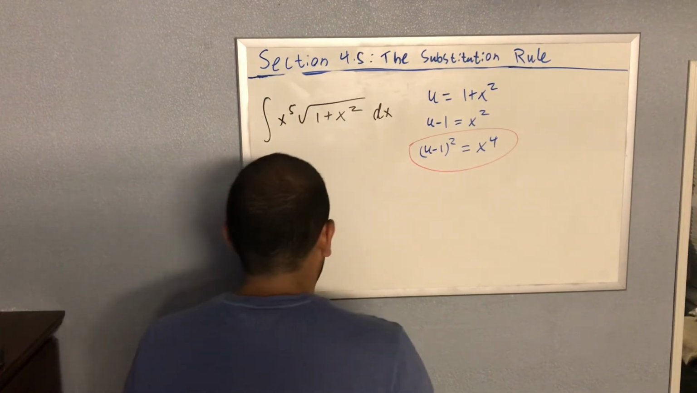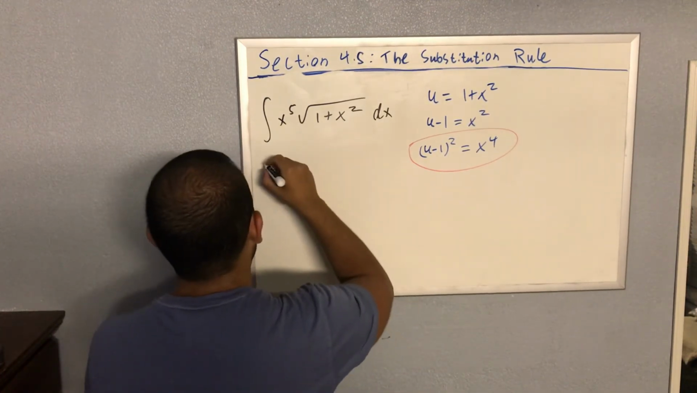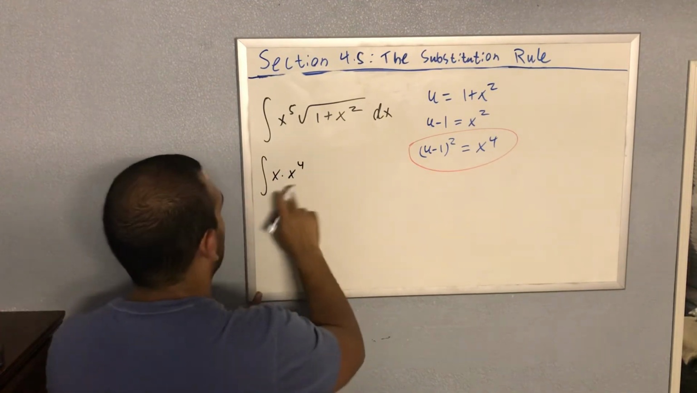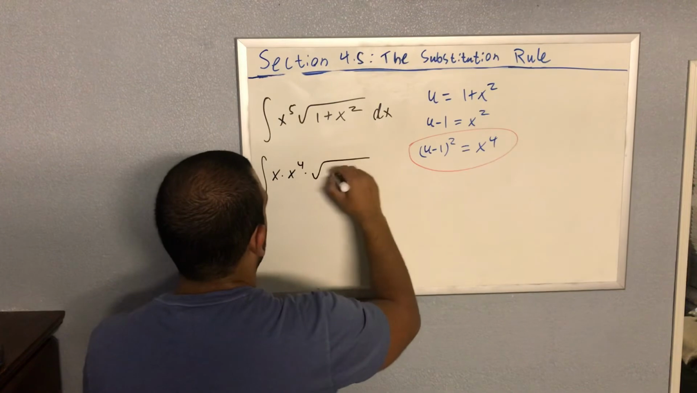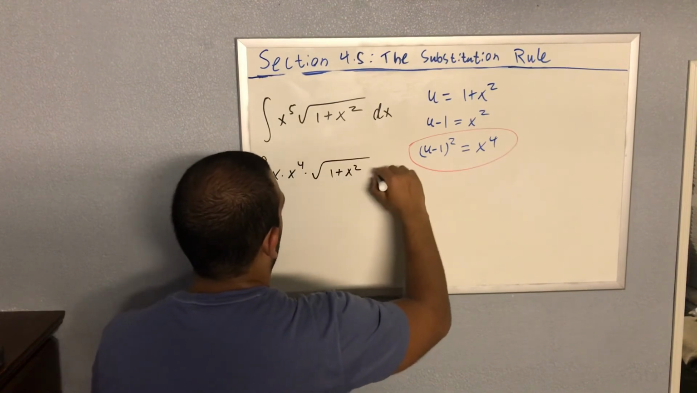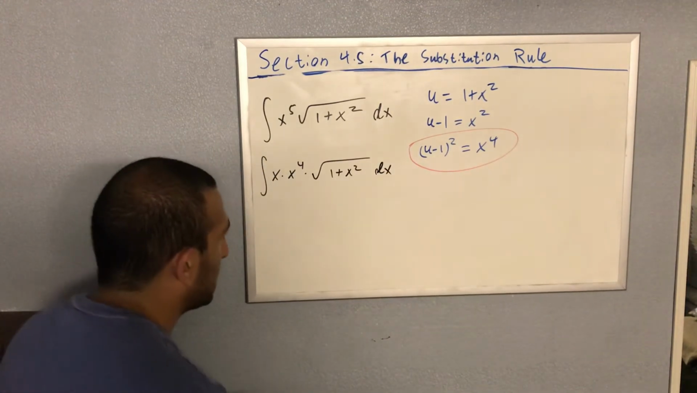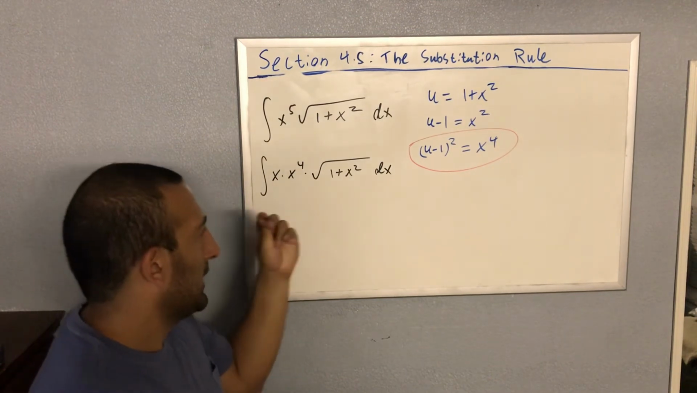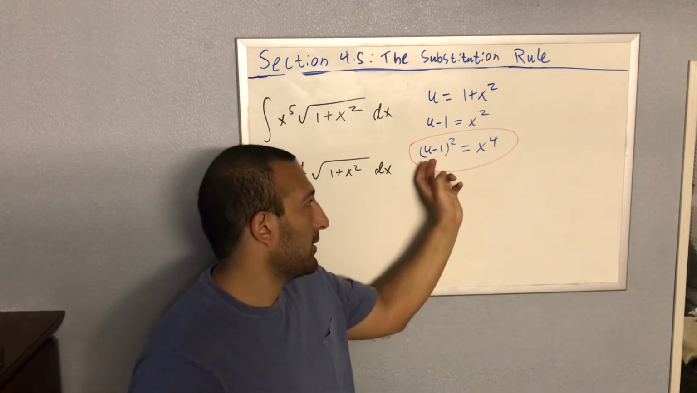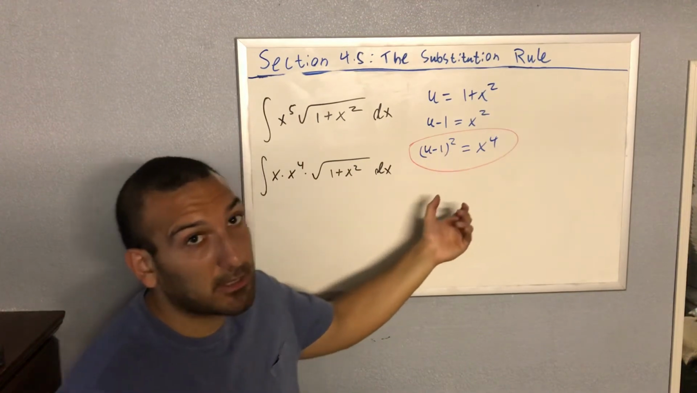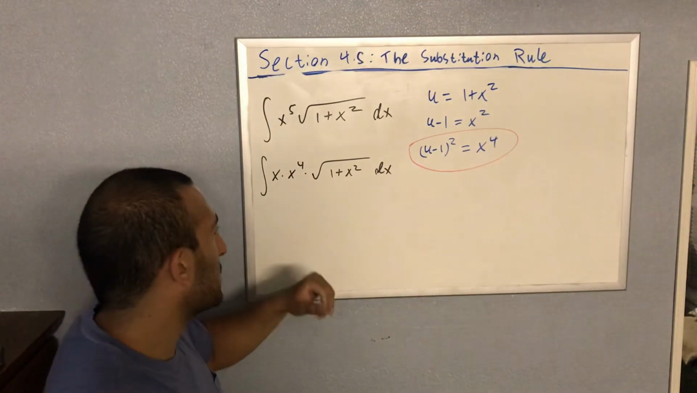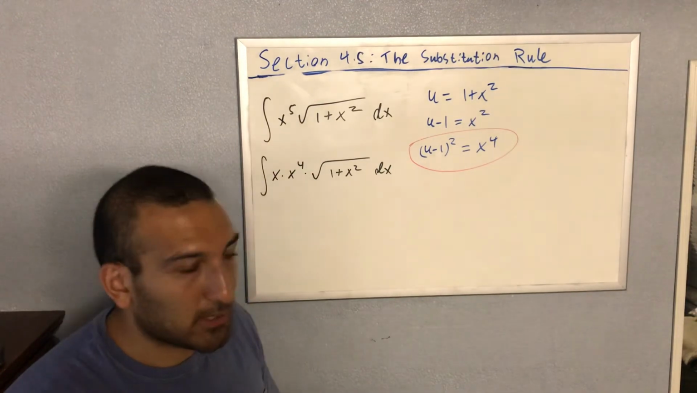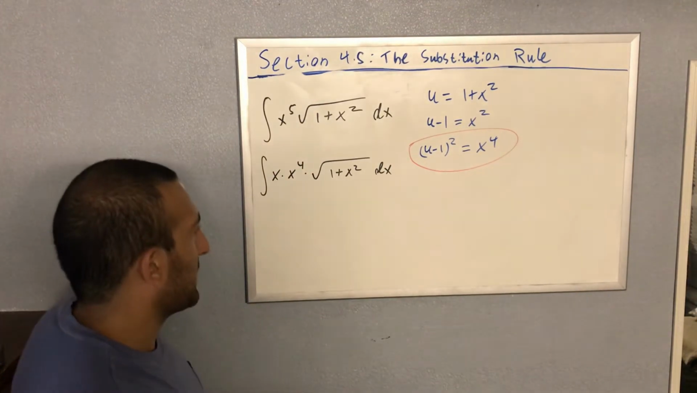And because of that, we're going to rewrite this guy in a very suggestive way. We're going to write this as x times x to the 4th, right? That's what x to the 5th is, times this guy. So we can see now that we've written x to the 4th in terms of u, which is good, so that when we make the substitution, this x to the 4th will become something with a u in it, so we don't have this two variable business.